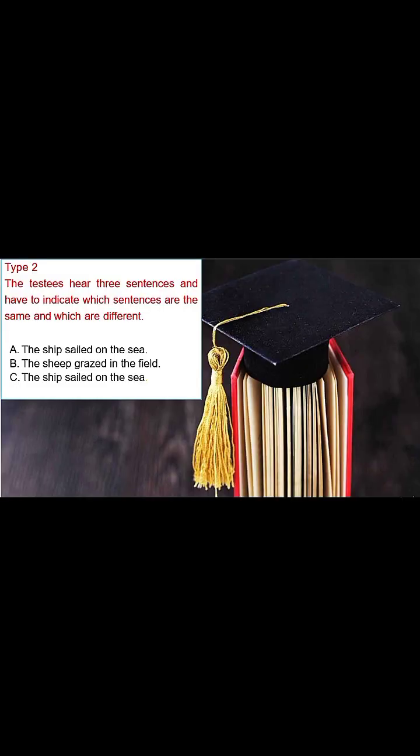4 pictures may be shown and only 1 word spoken. In this case, it is usually better if the word is spoken twice. We can see the example on this slide. We can see there are some pictures and there are some words that the testee can hear. So, type 2. In this type, the testee hears 3 sentences and has to indicate which sentences are the same and which are different. So, pay attention to this example on this slide.